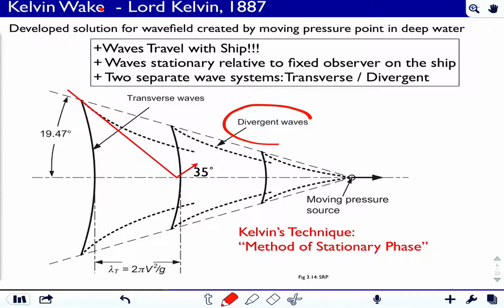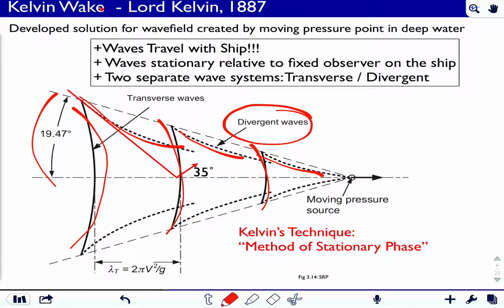The divergent waves are these swoopy waves out here, and they live within an envelope of 19.47 degrees, and that is not dependent on the speed. That is a fixed number as long as the ship is operating in deep water. And then we have these other wave trains here, the transverse waves, which are moving along the center line of the boat here, normal to the ship direction. And this transverse wavelength, we'll go through this formula in a few slides, is related to the square of the ship speed. So the wavelength, or the distance between those transverse waves, is set by the ship speed.